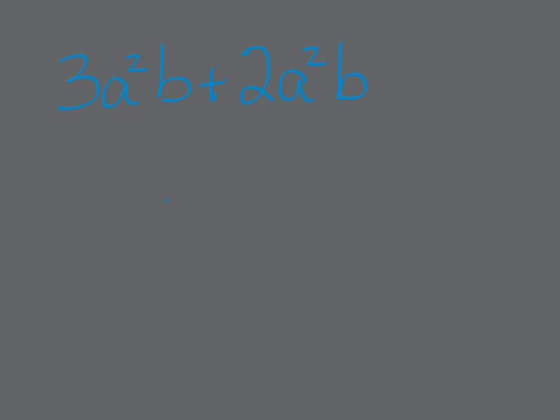Here's an example, 3a squared b plus 2a squared b's. We're taking a group of 3a squared b's, adding them to 2a squared b's, and we're going to get 5a squared b's. Notice we don't do anything with the exponents. We just simply combine the coefficients together because the variables and their exponents are alike.